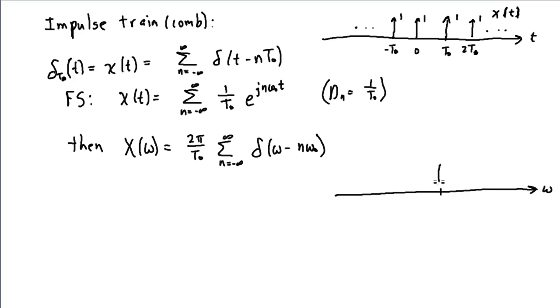would look like this. It has a weight of 2 pi over T0 at 0, and then we have components at omega 0, 2 omega 0, minus omega 0, minus 2 omega 0, and these continue on forever, and all of these impulses have the same amplitude. So an impulse train in time actually has a Fourier transform that is an impulse train in frequency. Let's look at 2 other common transforms.